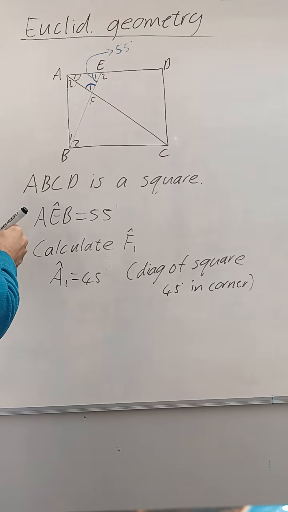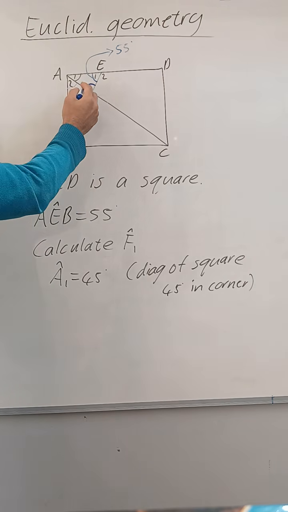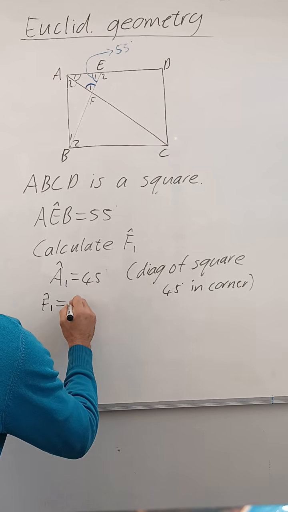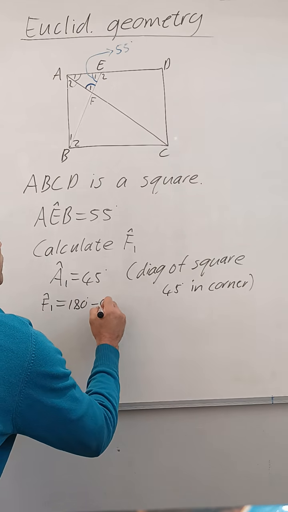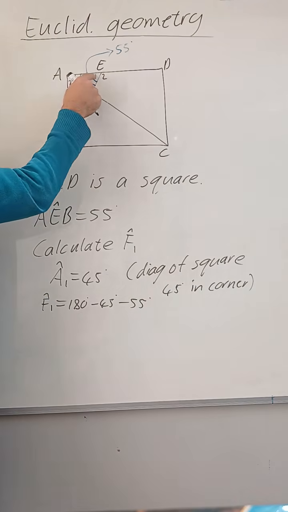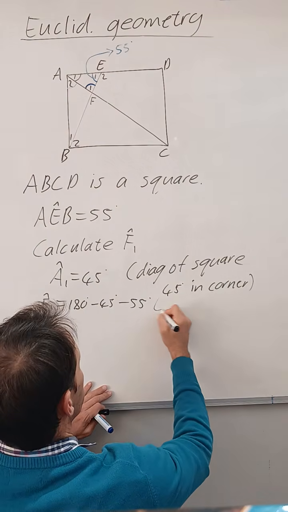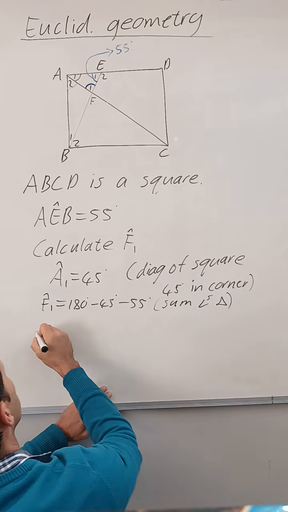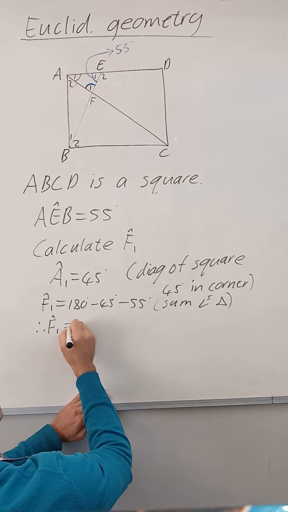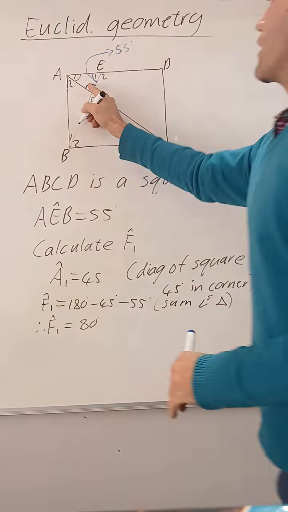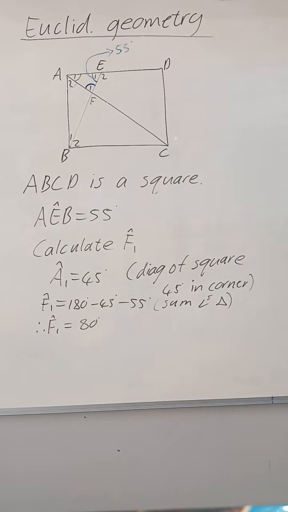So now we can find F1, that's the one we want. We can say F1 is equal to 180 minus 45 minus 55, the two that we have, okay? And the reason is sum of angles in a triangle, and therefore F1 will be 80 degrees. So F1 will be 80 degrees.